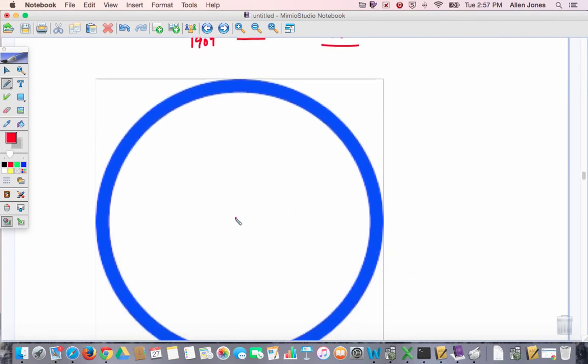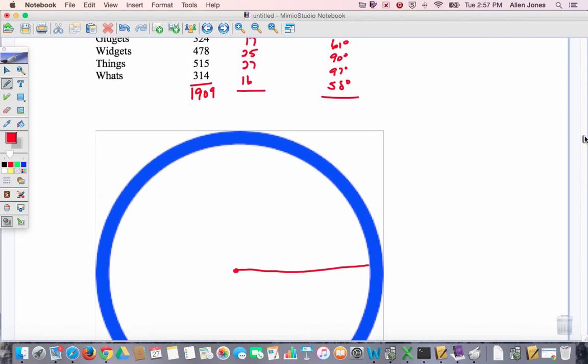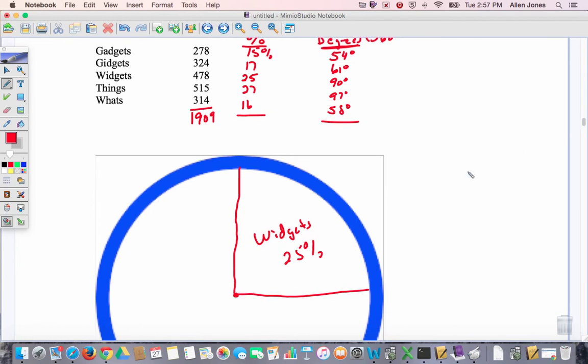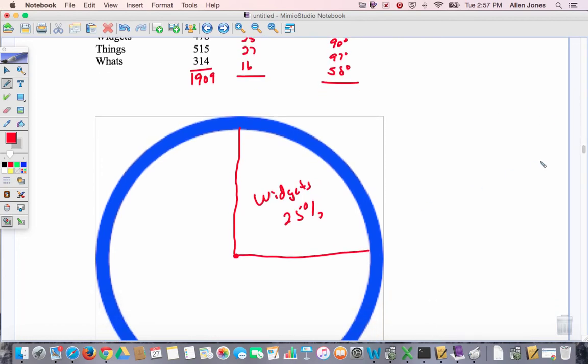So we come down here. Unfortunately, I don't have a protractor that I can put in here. So I'm going to try and find the middle of the circle and try and come straight out as much as possible. And I'm just going to sketch in each of these angles. I'm going to estimate. So 90 degrees would go straight up. 90 degrees is our widgets, and our widgets have 25%. Okay, so we want to label our category and our percentages on here.